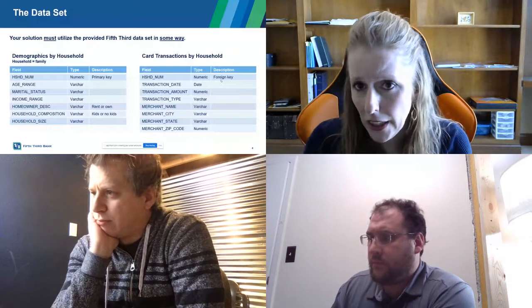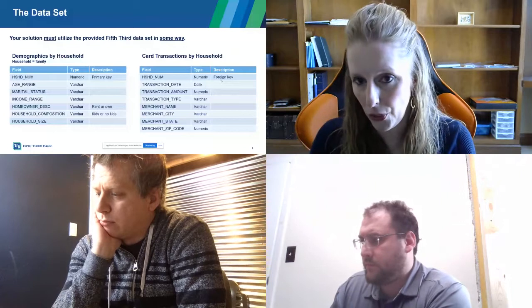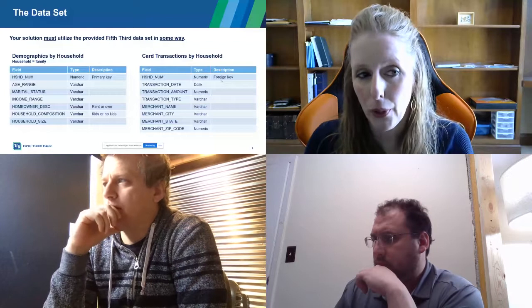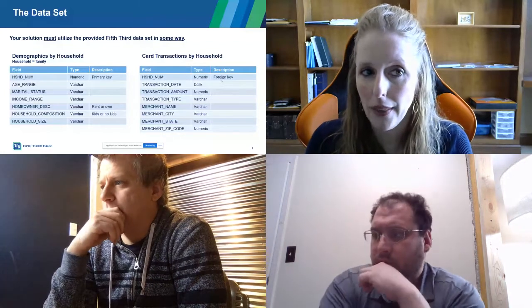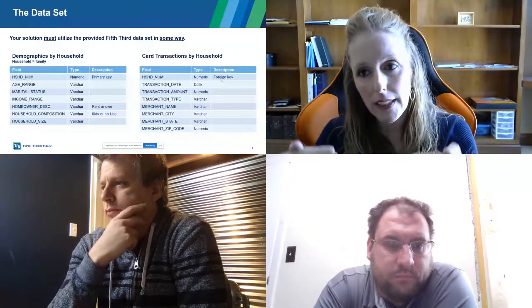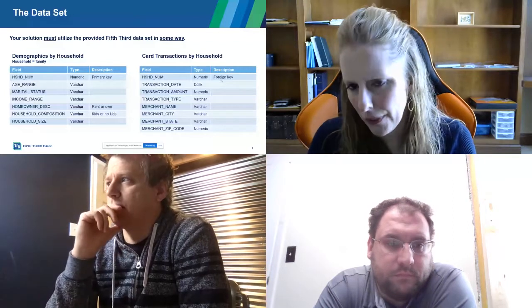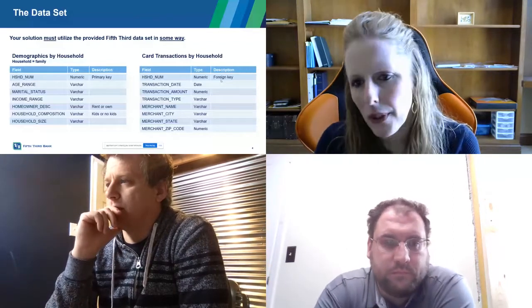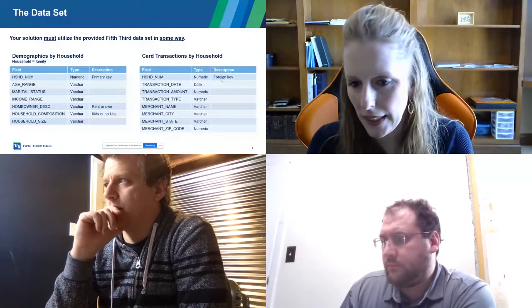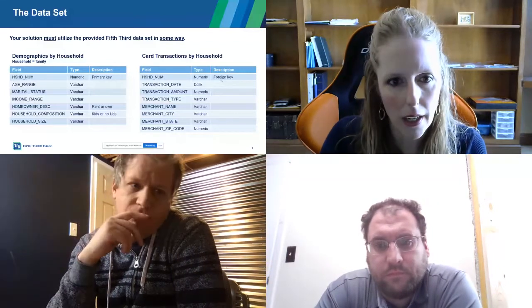So the other file is card transactions. So these are debit card transactions by household. So again, we have the household number, and that is a foreign key that refers back to the household number in the demographics by household. That's how you link the 2 files together, through that foreign key, the household number. And these ones are probably self-explanatory: transaction date, amount, type of credit or debit, the merchant information, name, city, state, and zip code. So that is the data you will find in our Discord channel.